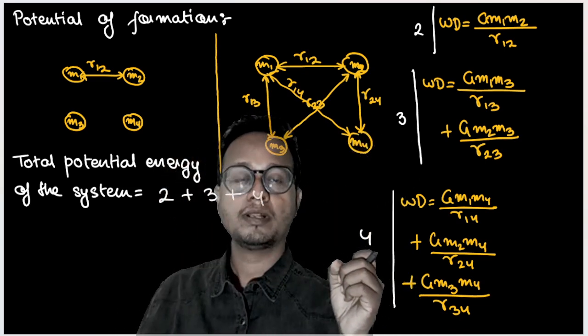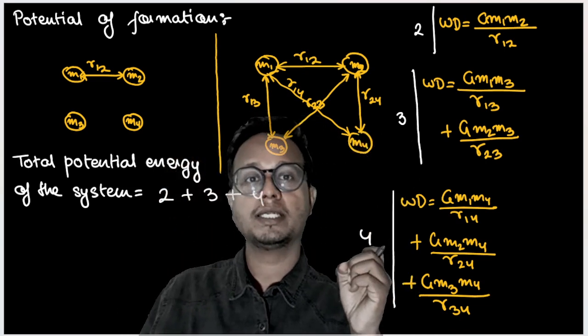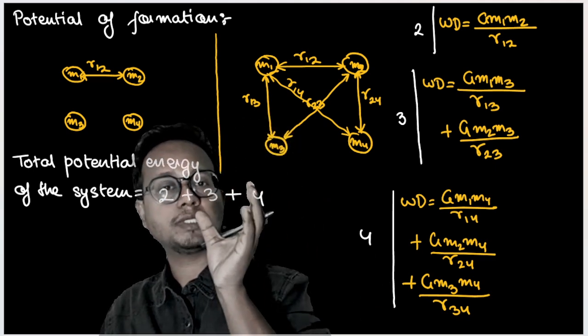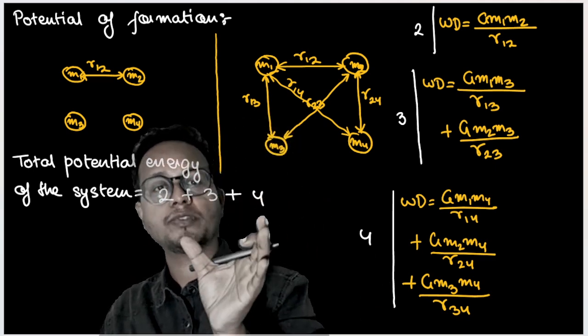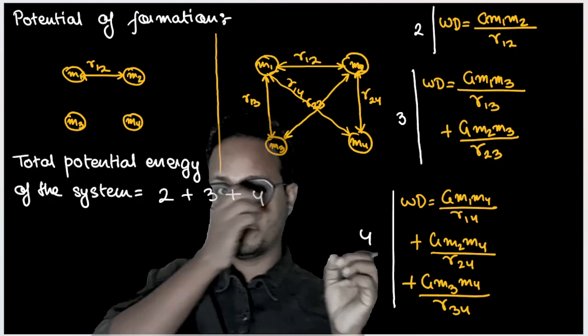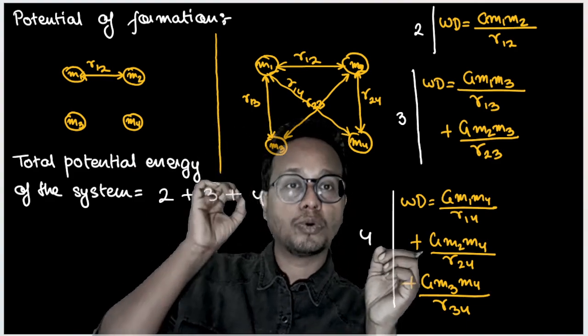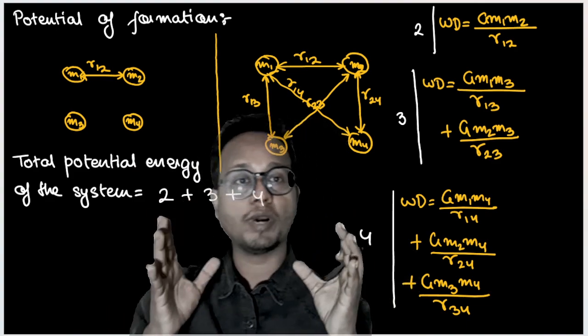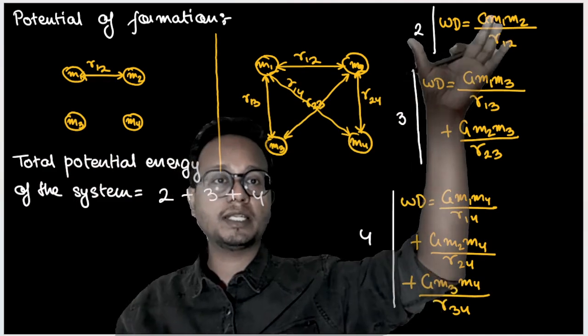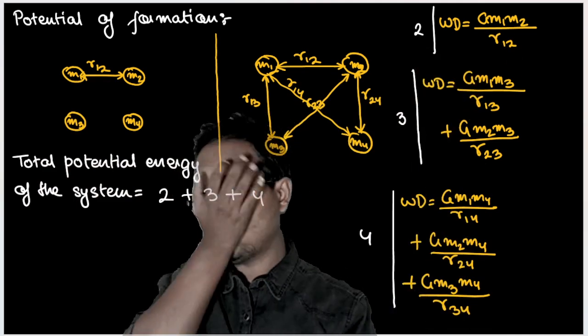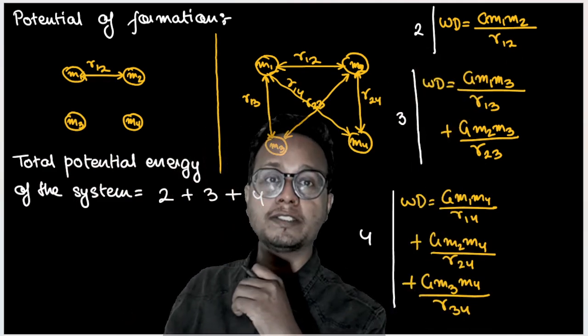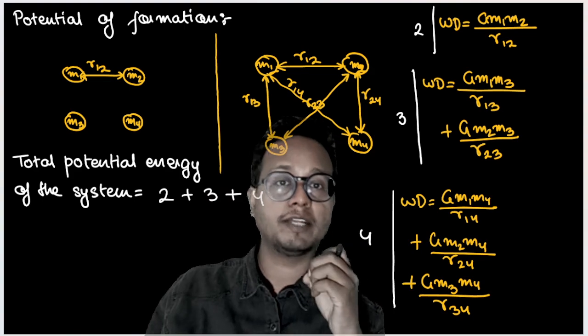Understood? Now, one more thing that I have to discuss here is that this is the potential energy of the system, or potential energy required. That means the total energy required to form this system is nothing but this much amount.